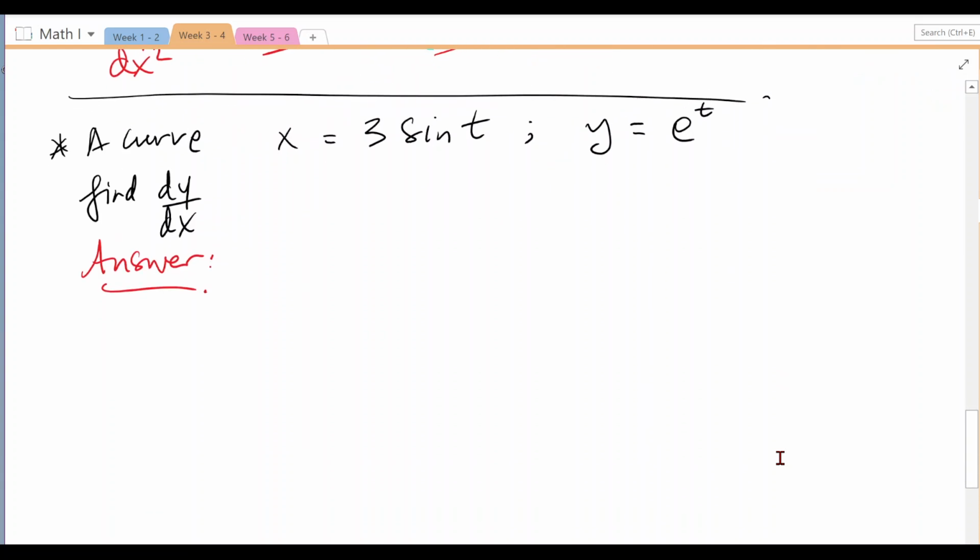Let's do another one this time. So x in this case is expressed as 3 sine t and y equals e raised to the power of t. Again, the question only asks for the first derivative, no need to go to the second derivative. So just like before, start with whatever information we have. We have x equals 3 sine t, so we can take the derivative of x with respect to t, this time it's t, not theta.